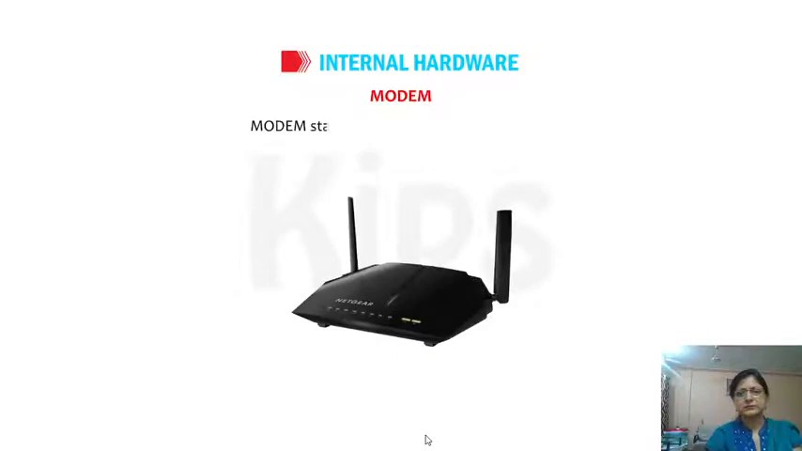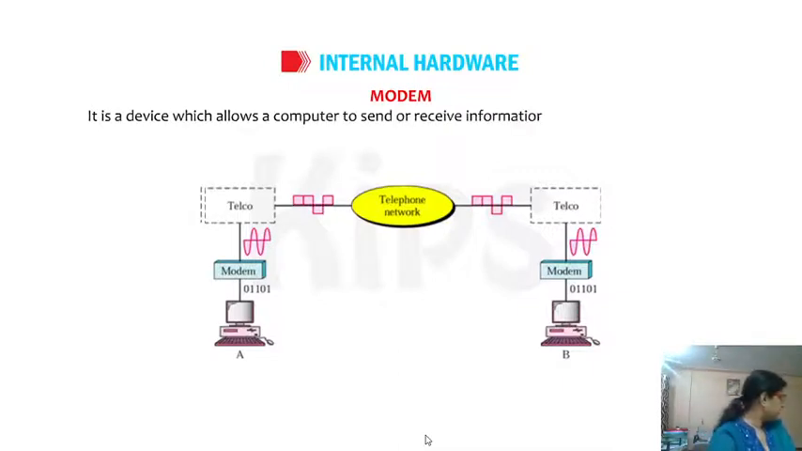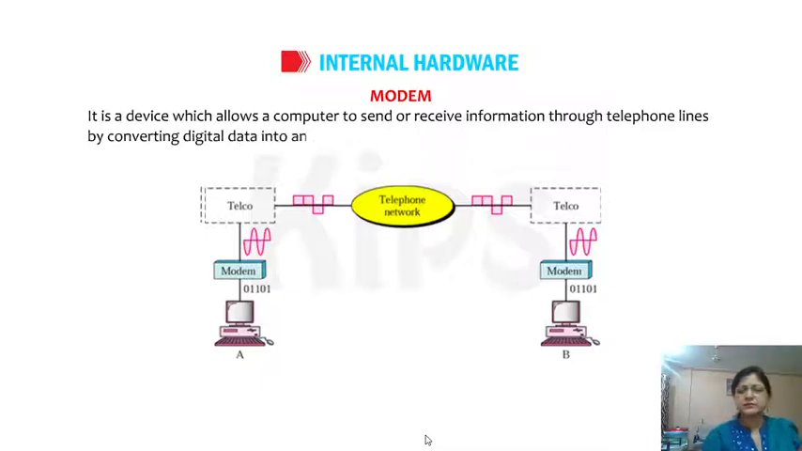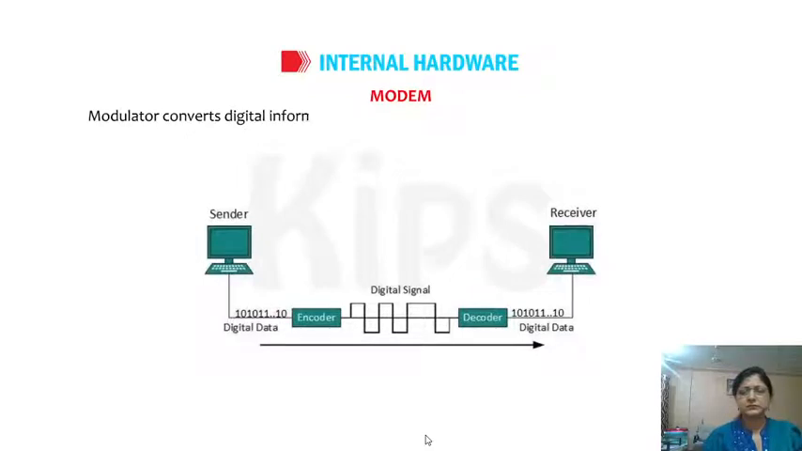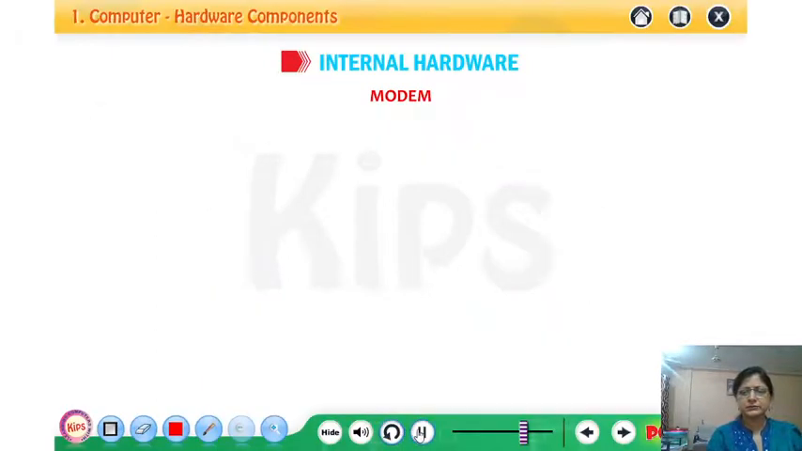Modem. Modem stands for modulator demodulator. It is a device which allows a computer to send or receive information through telephone lines by converting digital data into an analog signal. Modulator converts digital information of a computer to analog mode at the transmitting end, and demodulator further converts back the analog signals to digital at the receiving end.